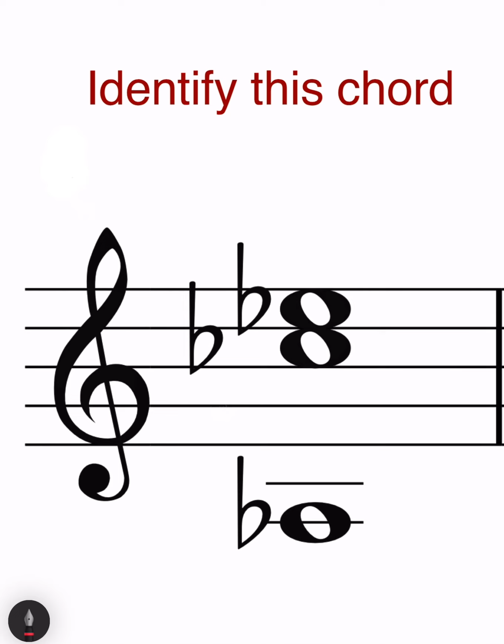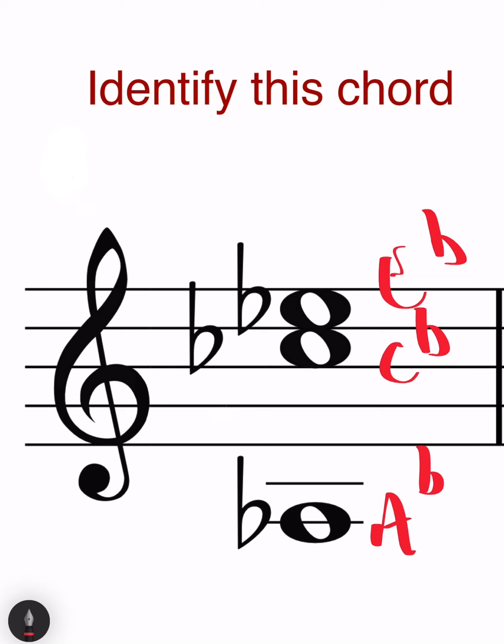The low note is an A flat, the middle note is a C flat, and then the top note is E flat. So what we need to do to figure out the chord is take these notes and stack them into ascending thirds. We just need to use our musical alphabet and skip every other letter name.